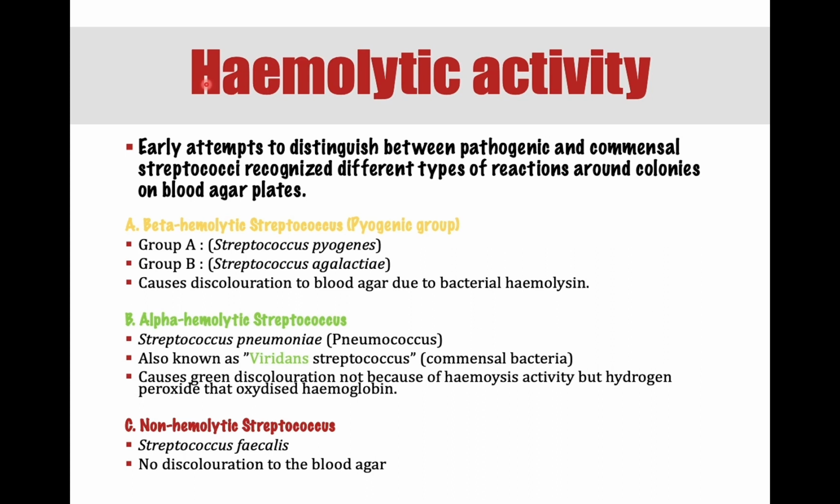In simple words, hemolysis is destruction of the red blood cells. Hemolytic activity is useful in classification of Streptococcus species because some Streptococcus species produce hemolysin, a substance that causes hemolysis. There are three types of hemolysis: beta hemolysis, alpha hemolysis, and non-hemolytic, also known as gamma hemolysis.